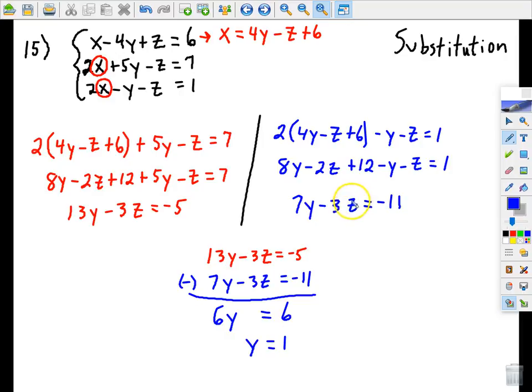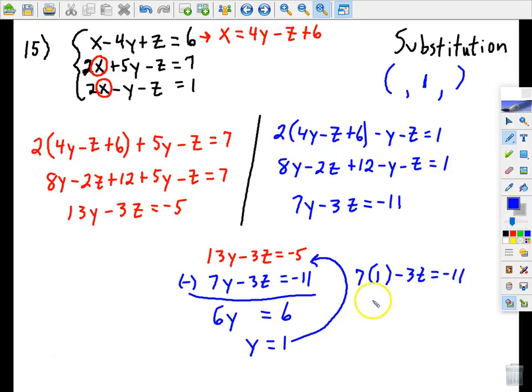Y is 1. Okay, so let's set up our ordered triple. This time we've got y. Now let's just go back into one of these equations, either red or blue, doesn't matter which, and use y to help us find z. I think I'm going to go into the bottom one. 7 times 1 minus 3z is negative 11. Subtract 7 from both sides. Negative 3z is negative 18. So that means z is positive 6.